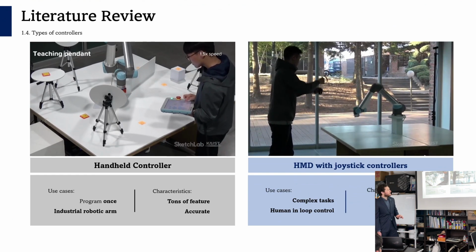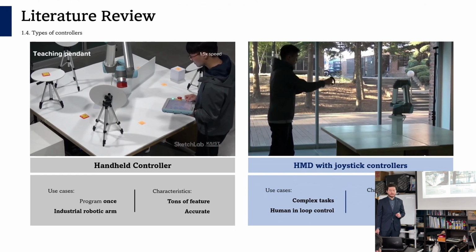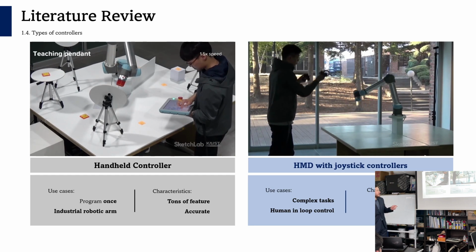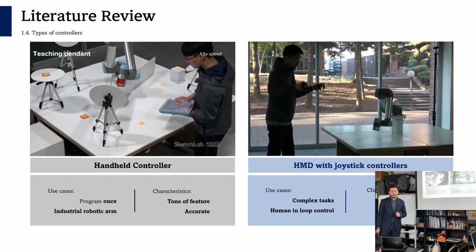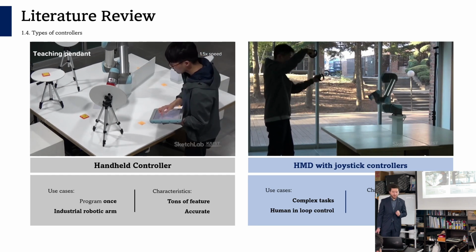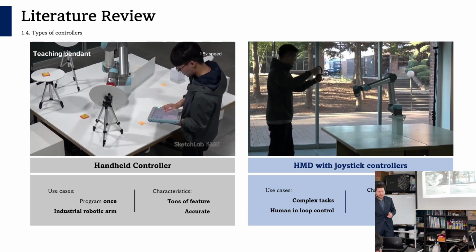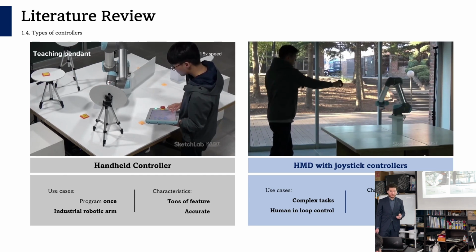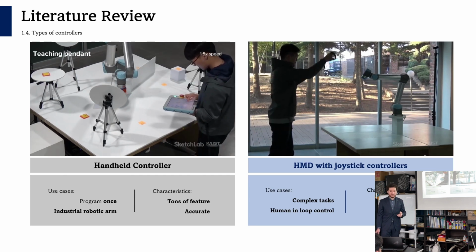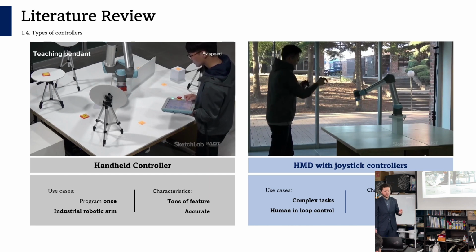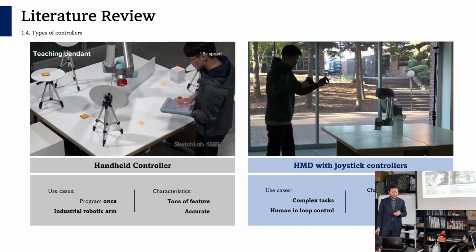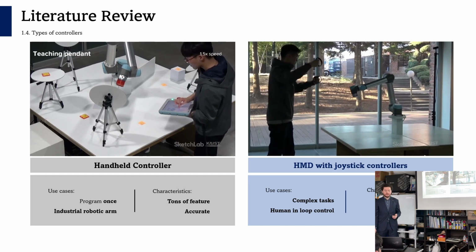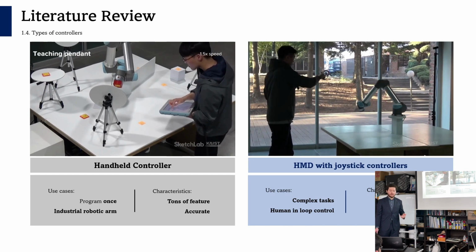Since the beginning, handheld controllers are the go-to option for controlling and programming industrial arms. These handheld controllers are always used by professionals, since industrial robotic arms are not reprogrammed too often. For this reason, developers focus on other features such as tuning accuracy. On the other hand, HMDs with floating joystick controllers are the total opposite and lack industry-level accuracy.